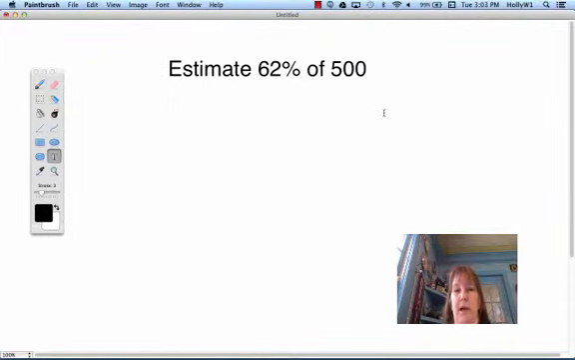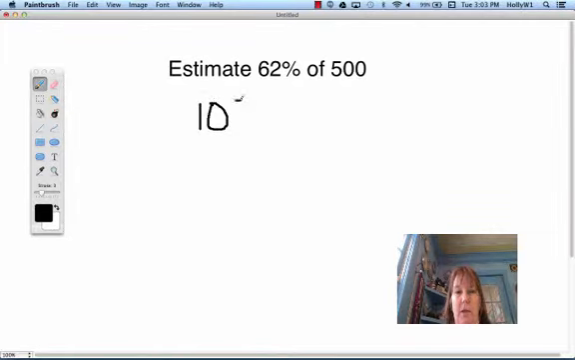Okay, good afternoon, guys. We're going to work on trying to estimate numbers that are less than 100% of another number. So in this case, we have estimating 62% of 500. So we're going to say that it's really 60% of 500. So the way we do that is we are going to break it down a little bit.